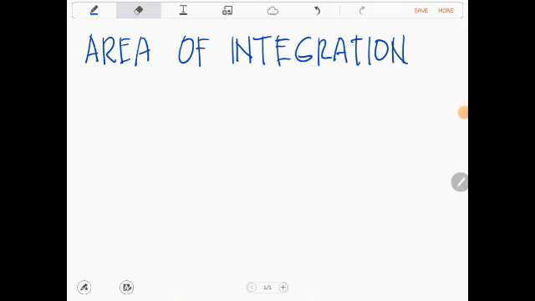Area of integration. In this video, I am going to show the solution for our quiz number 1 under one curve or bounded by a curve. So it is a region bounded by the given function, say for instance the vertical lines and the x-axis. So we have 3 items.